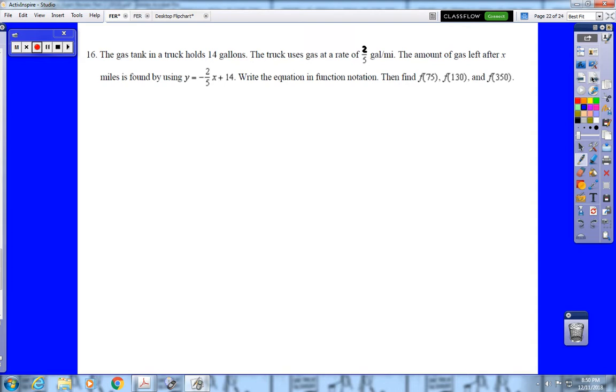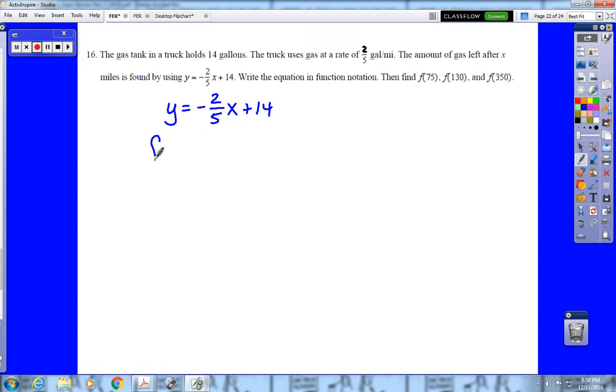All right, 16. A gas tank in a truck holds 14 gallons. The truck uses gas at a rate of 2/5 gallons per mile. The amount of gas left after x miles is found using the equation y equals negative 2/5 x plus 14. It says write the equation in function notation.